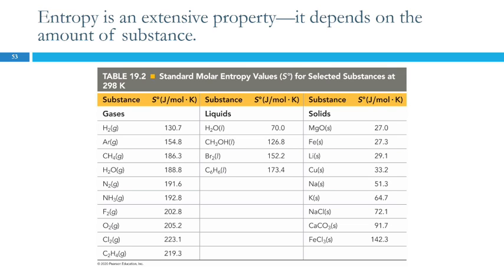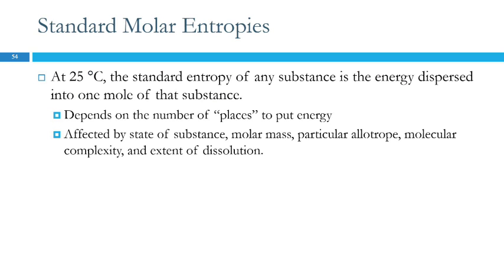There's a table in the appendix of your book that lists a lot more. So if you can't find it here, you can look in the back. At 25 Celsius, the standard entropy is the energy dispersed into 1 mole of the substance, and it's going to depend on how many places there are to put the energy. How many ways can we arrange the particles where they will have the same energy? So this is going to be affected by the state, solid, liquid, etc., molar mass, which allotrope it is, molecular complexity, and extent of dissolution. We're going to talk about each of those.